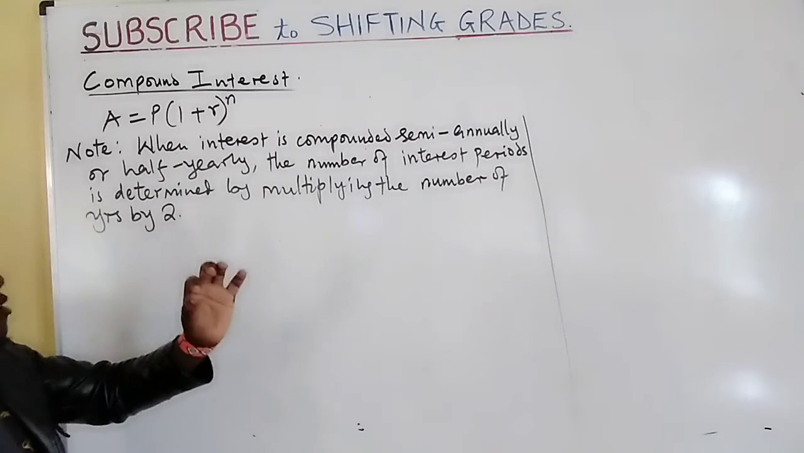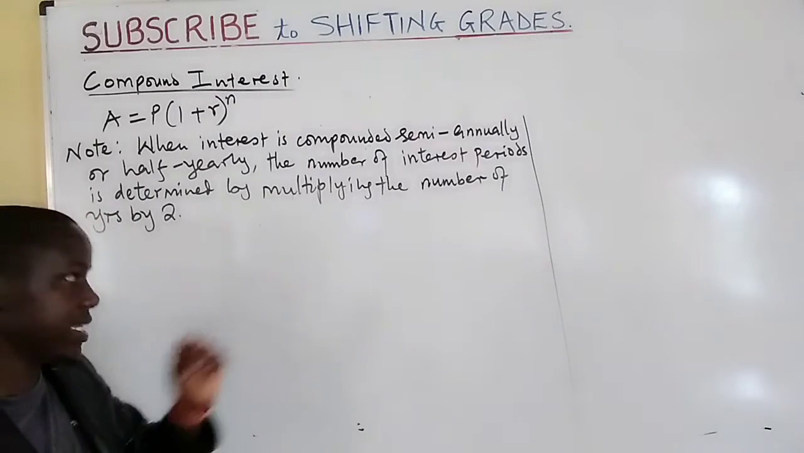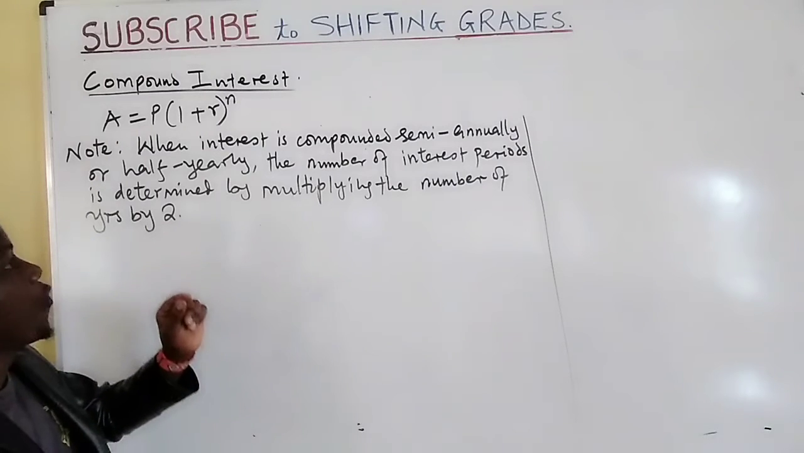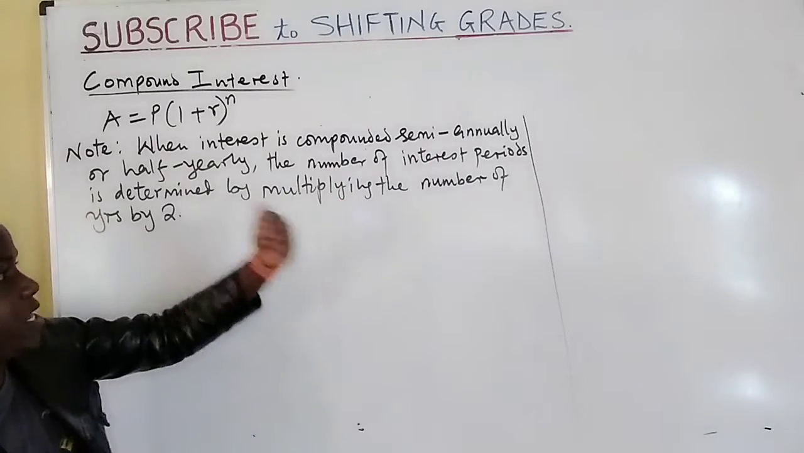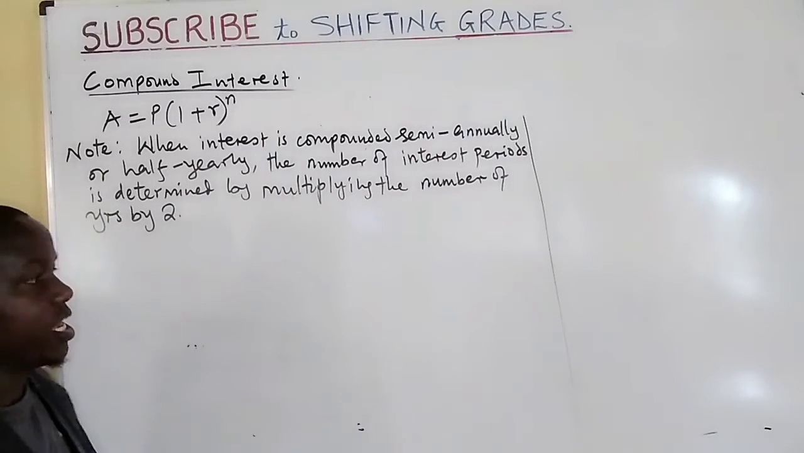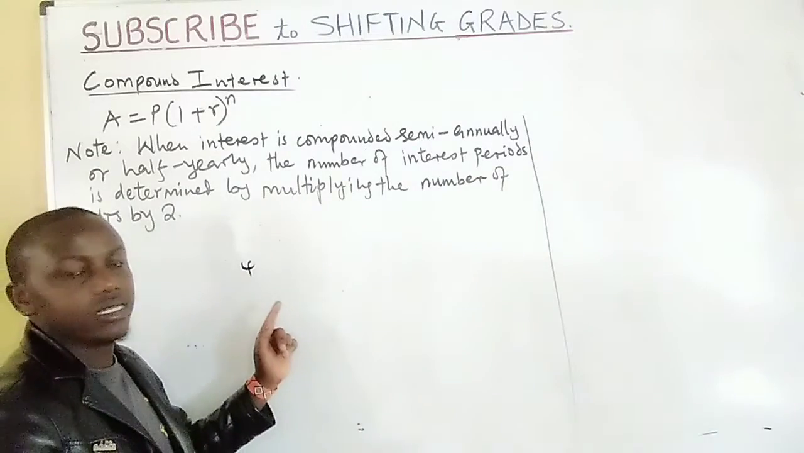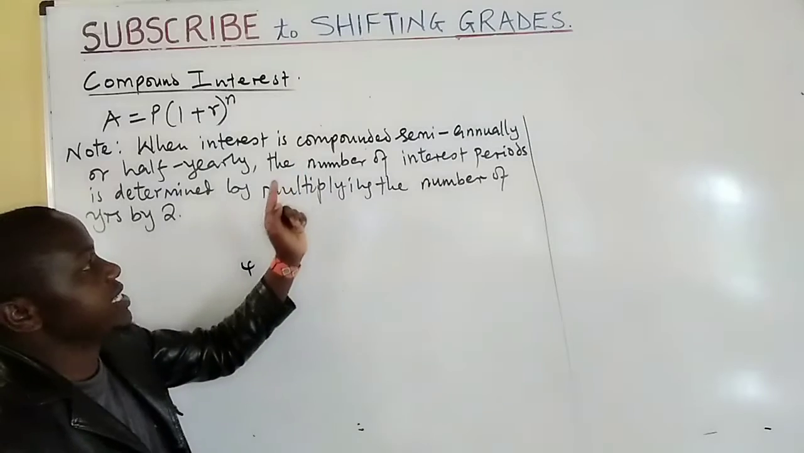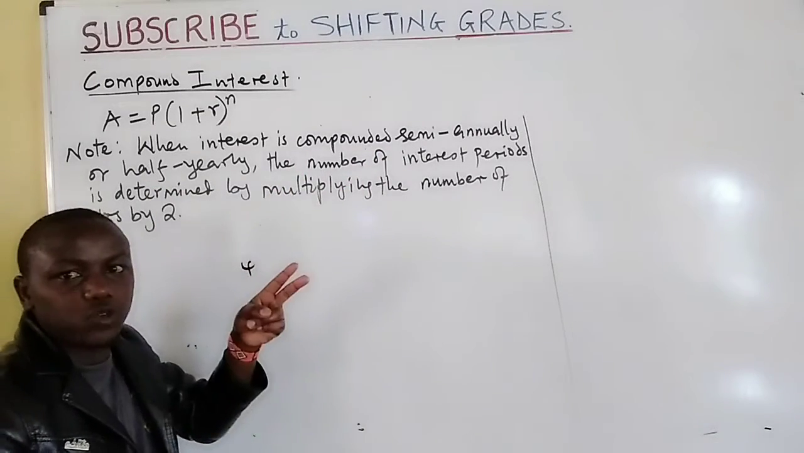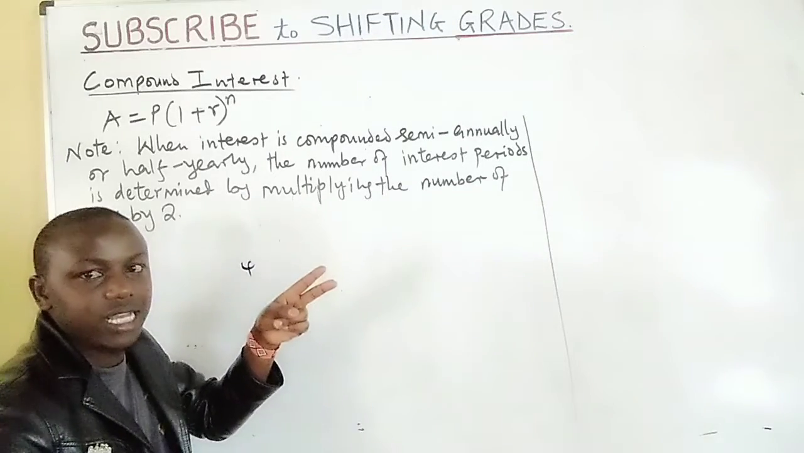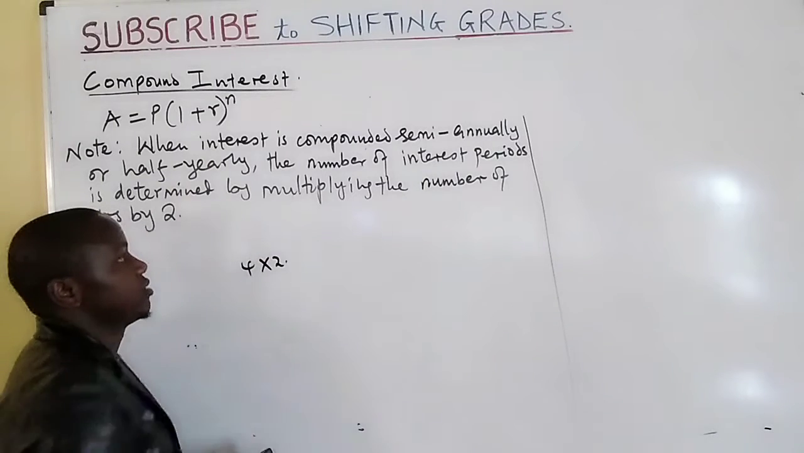So if I tell you that compound interest is calculated semi-annually or half yearly, and I tell you for 4 years, then because each year has 2 half-years, the total number of periods of compound interest is found like this. If compound interest is calculated semi-annually, it means for every year there are 2 seasons for compound interest, meaning that the total seasons for compound interest will be multiplied by 2.